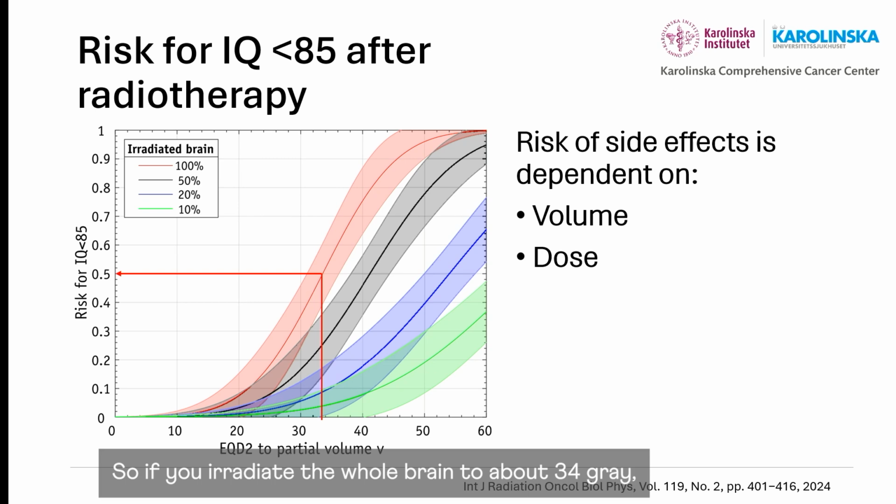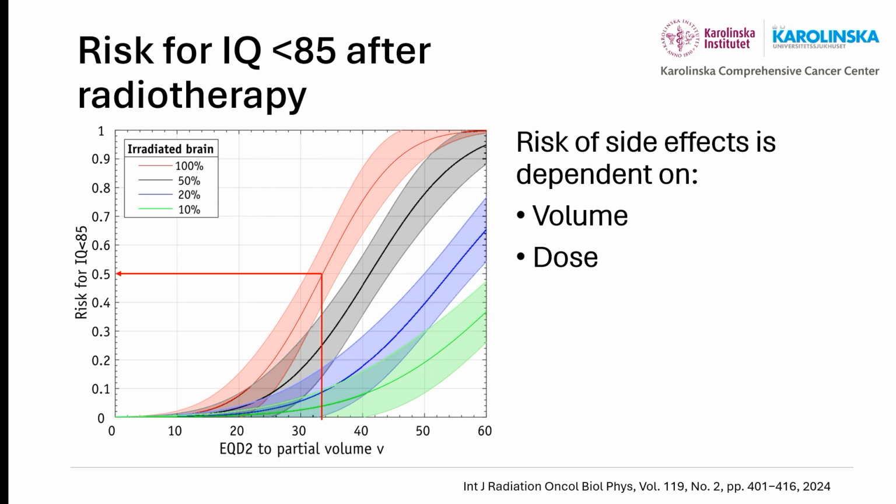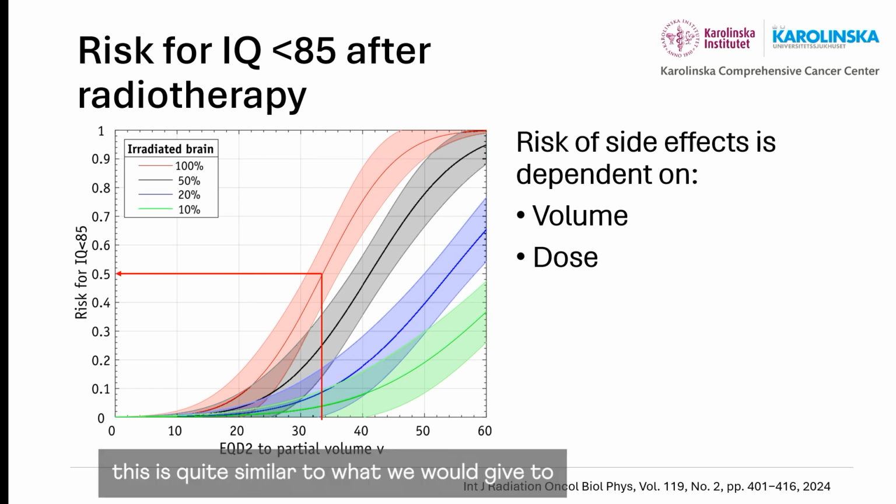So if you would irradiate the whole brain to about 34 Gray, you will end up with a risk of about 50% of acquiring an IQ under 85. And this is quite similar to what we give to the high-risk medulloblastomas. 1.8 Gray times 20 equals about 34 Gray in EQD2. So they will have about a 50% risk of clinically significant decrease in IQ.